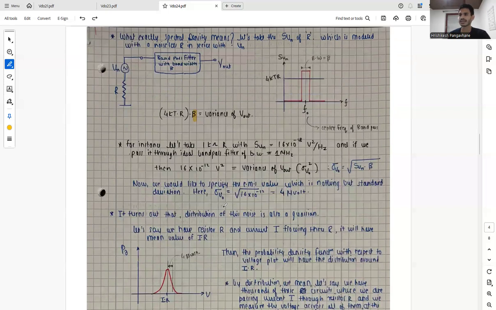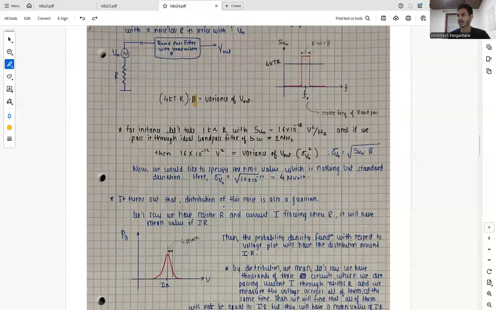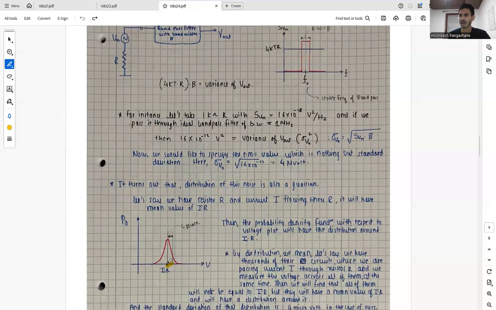And let's say we have a resistor R and current I flowing through the resistor R. It will have the mean value of I times R, and the deviation we calculated over here is 4 microvolts. So this is our probability density plotted against the voltage, and it gives us a Gaussian curve. The probability density function with respect to the voltage will have the distribution around I times R.